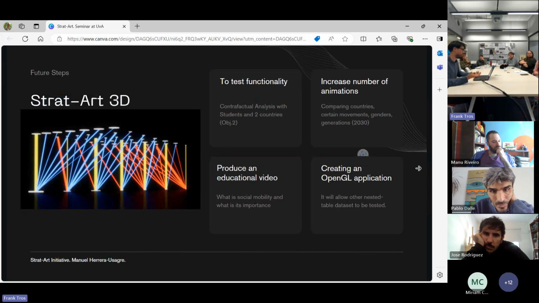Regarding STRAT-ART 3D, the most important thing is to take the functional purpose of it.